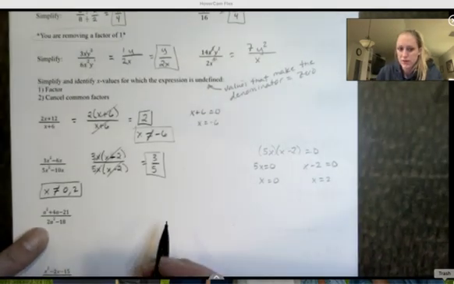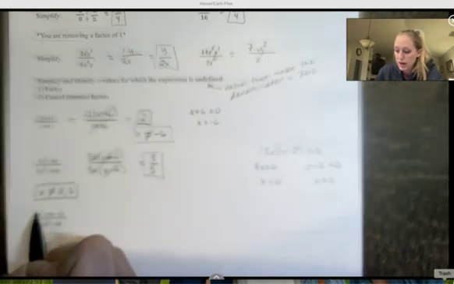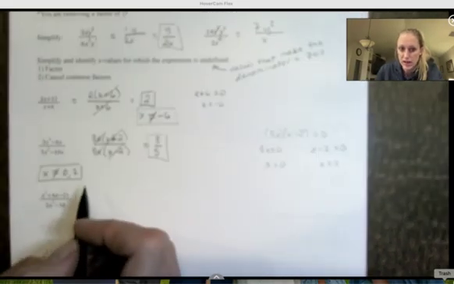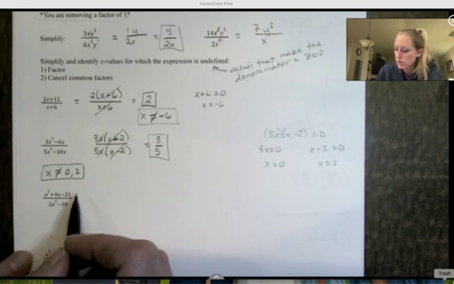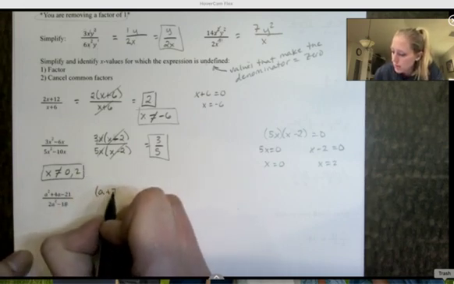Okay, this one, same strategy, we're going to factor the top. This is a trinomial. My a value is 1, so I can just look at numbers that multiply to be negative 21 that add up to be 4, which is going to be 7 and negative 3.